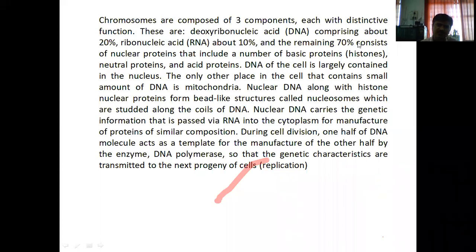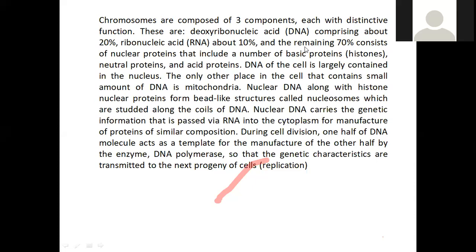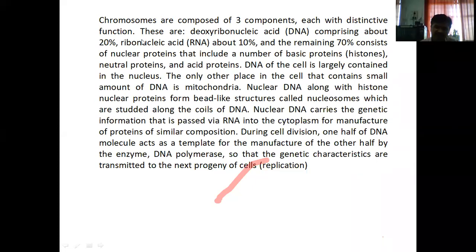These are deoxyribonucleic acid, DNA, comprising about 20%. Then ribonucleic acid, RNA, about 10%. And the remaining 70% consists of the nuclear proteins that include a number of basic proteins, histones, and neutral proteins.